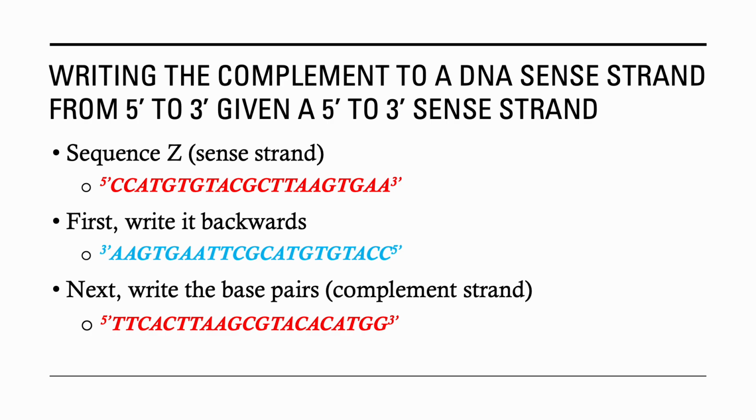And then in order to write the complement from the DNA strand, you would start by writing it backwards, which is just the reverse of sequence Z. And then once you have it written backwards, you write the base pairs for it, which gives you the complement strand to sequence Z. And thus you have the complement to a DNA sense strand. You could also do this in the reverse order, but this is just the way I found most convenient.